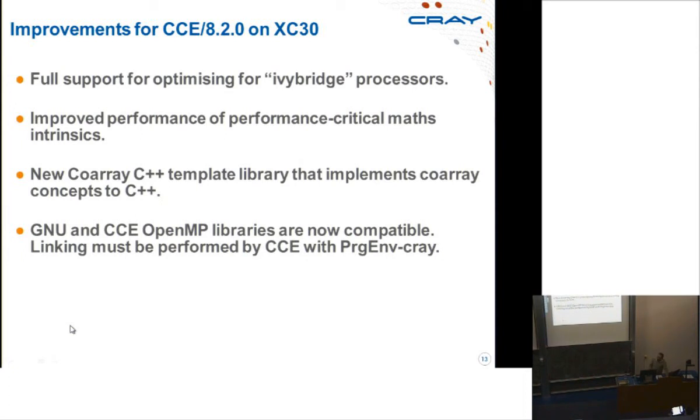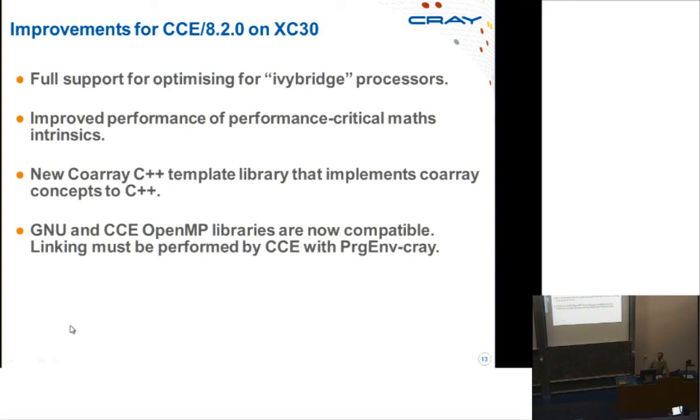Again, we're always investing in new models. CoArray C++ is a template library that allows you to implement the CoArray style syntax in C++. For those of you interested in Edinburgh, there's a talk, I think it is tomorrow or Friday. I think David Henty is giving that, in collaboration with the author of the CoArray C++ library, and that's something I think that we're quite pleased with.